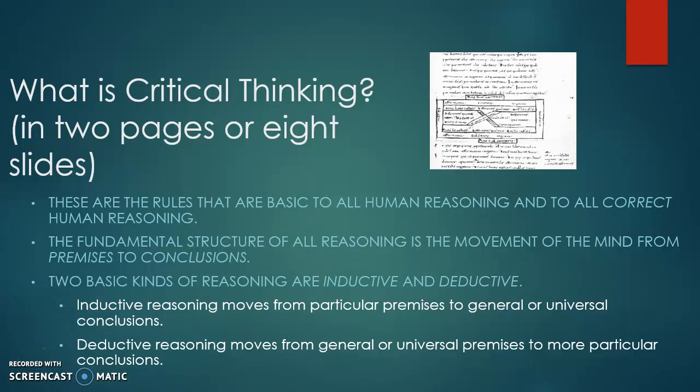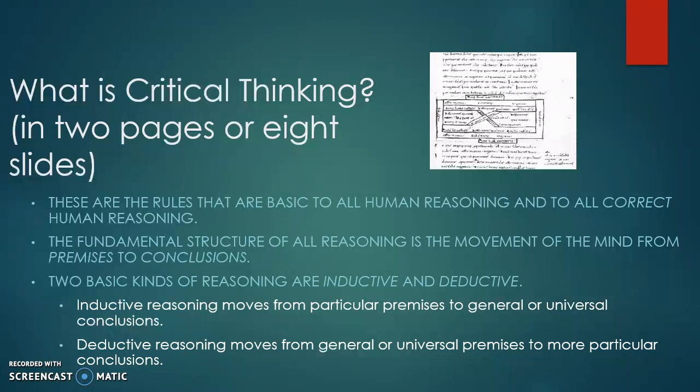What is critical thinking in 2 pages from our textbook, or 8 slides in this video? These are the rules that are basic to all human reasoning and to all correct human reasoning. The fundamental structure of all reasoning is the movement of the mind from premises, the reasons for something, to conclusions. Two basic kinds of reasoning are inductive and deductive.